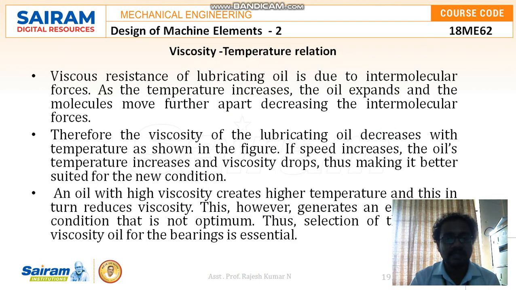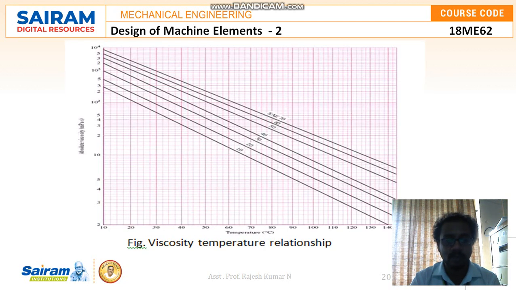If the speed increases, the oil's temperature increases and the viscosity drops, thus making it better suited for the new condition. An oil with high viscosity creates higher temperature, and this in turn reduces viscosity. This however generates an equilibrium condition that is not optimum. Thus selection of the correct viscosity oil for the bearings is essential. You can witness here that if I keep on increasing the absolute viscosity, there is a drop.